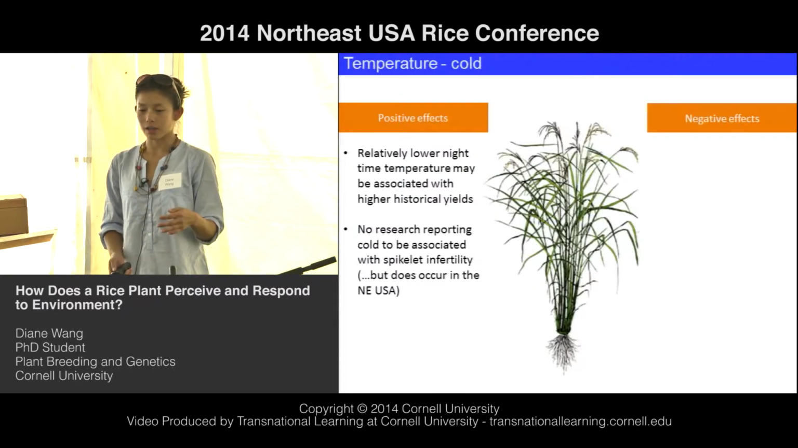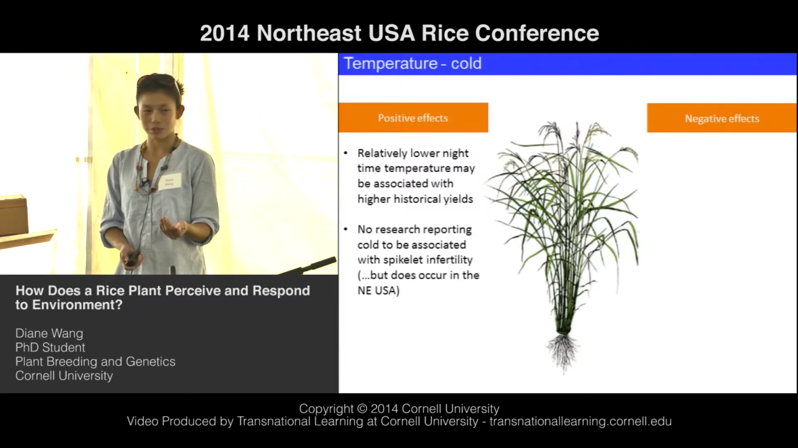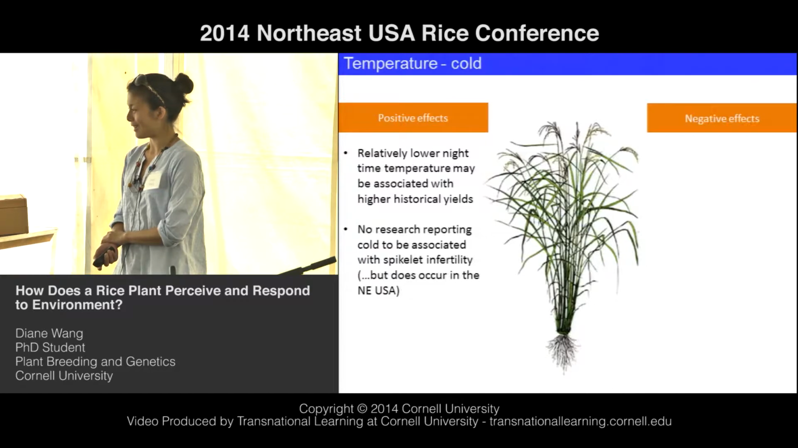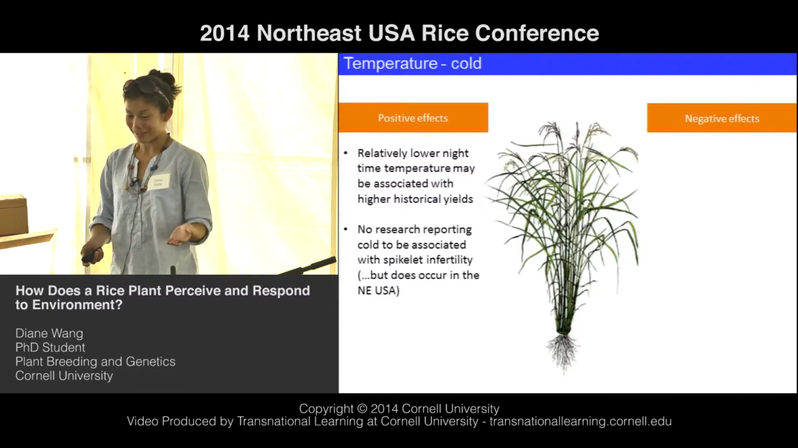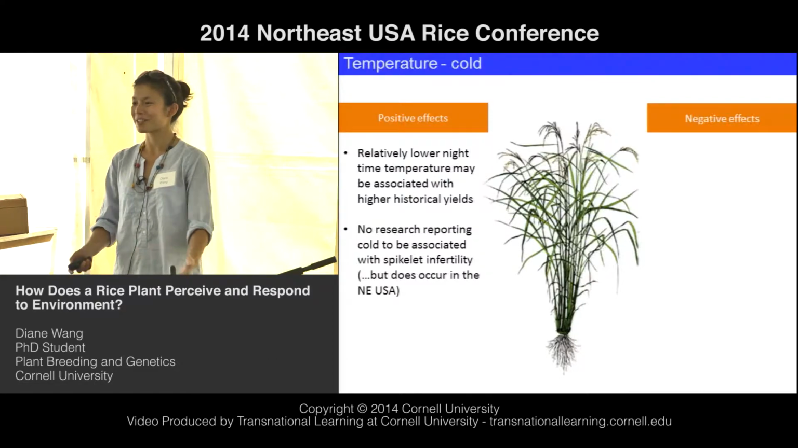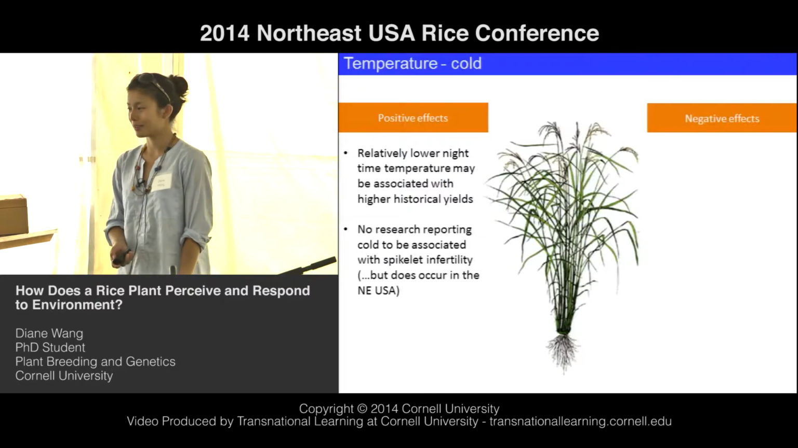And then I wrote that I haven't found a lot of research reporting cold to be associated with spikelet infertility, but then Mia says that there is, and it does occur in the Northeast U.S. It's just that most research is not done in the Northeast U.S., so here it actually could be a problem for fertility. In Japan and Korea, there's a lot.